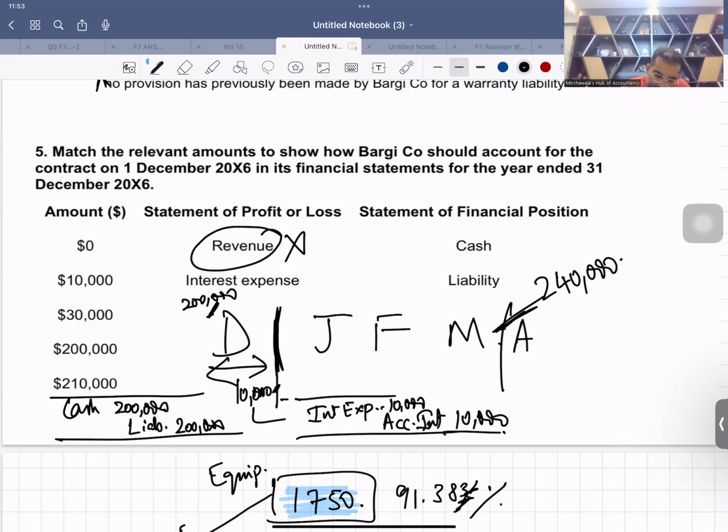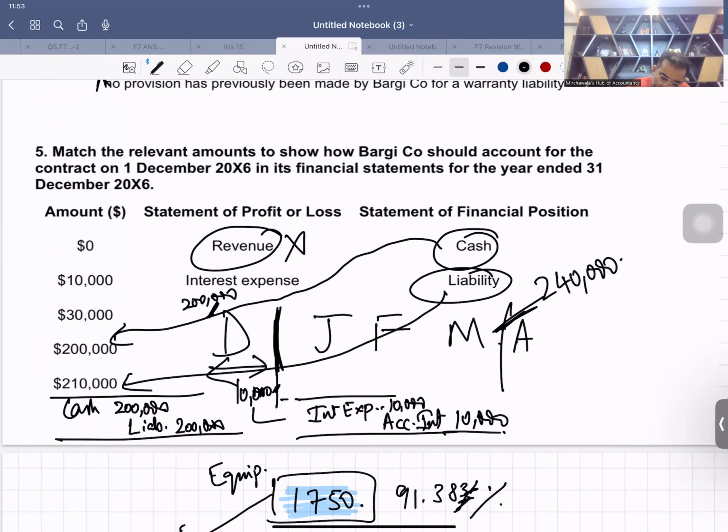See, matching the relevant amounts to show in the financials, how Bargi company should account for this. We'll have cash of 200,000. Total liability at the year end will be 210,000, and our interest expense will be 10,000 by the year end. Accrued interest is also your liability, my dear students. And yes, revenue will be zero.